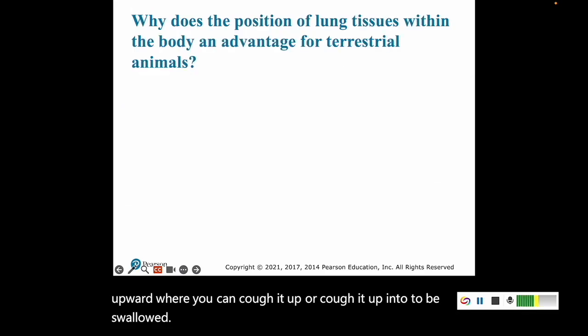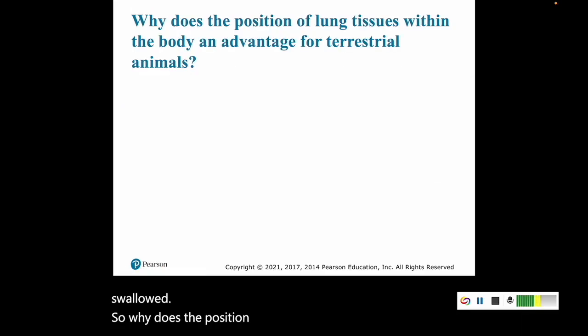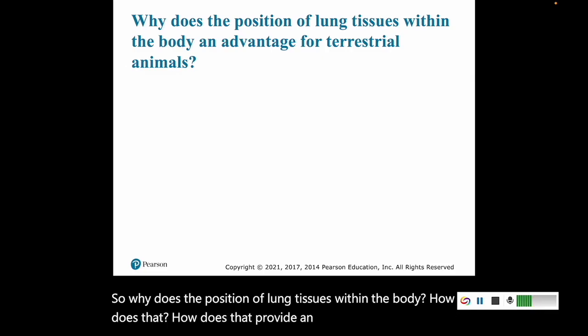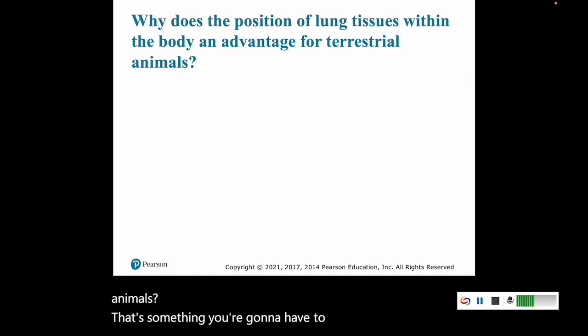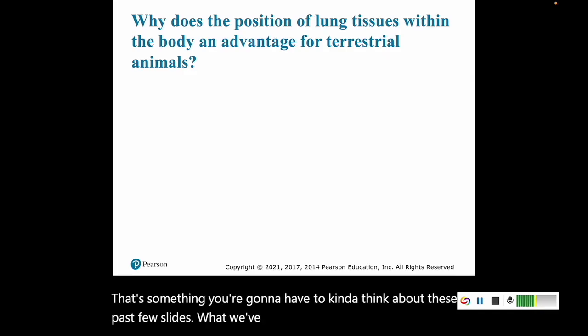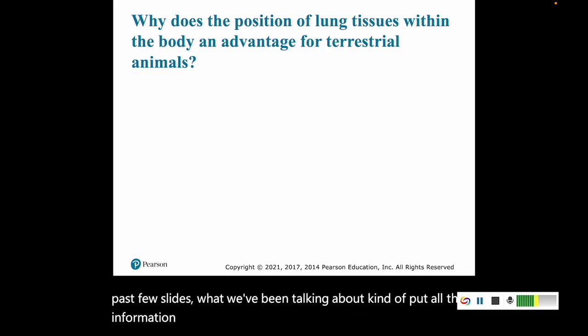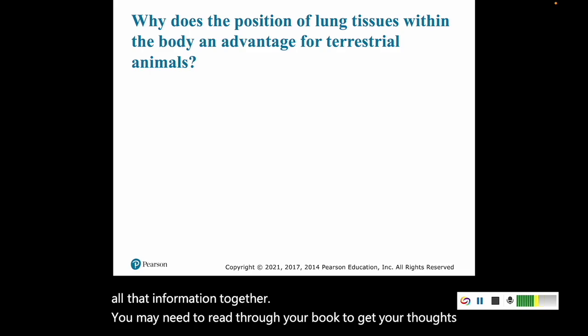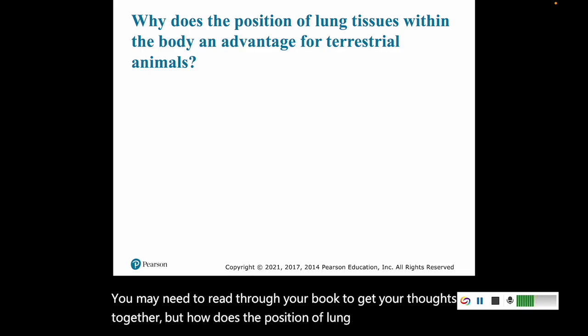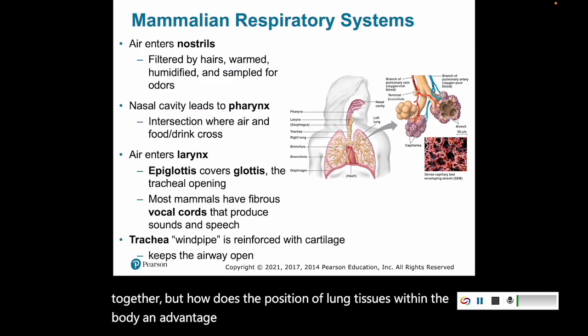So why does the position of lung tissues within the body provide an advantage for terrestrial animals? That's something you're going to have to think about from these past few slides, what we've been talking about, and put all that information together. You may need to read through your book to get your thoughts together. But how does the position of lung tissues within the body provide an advantage for terrestrial animals?